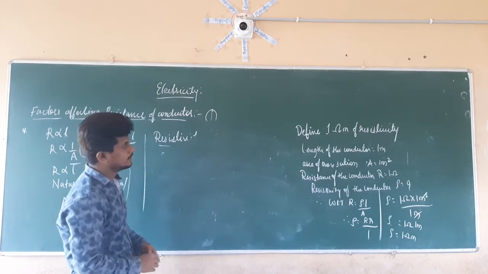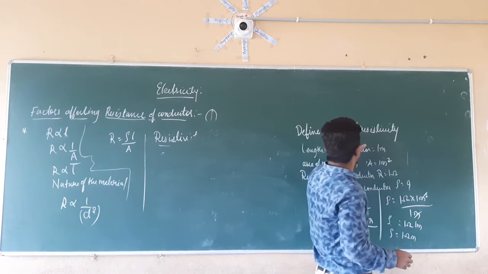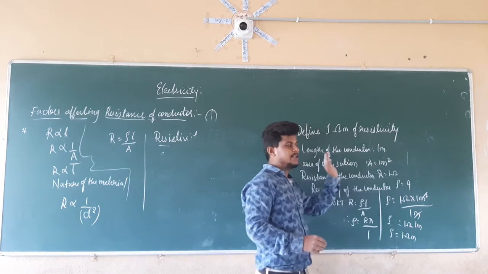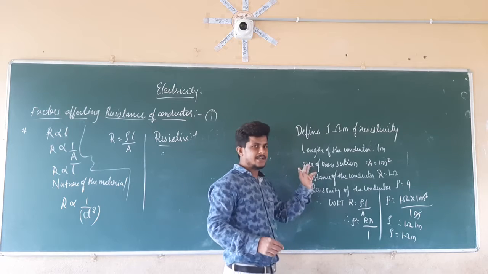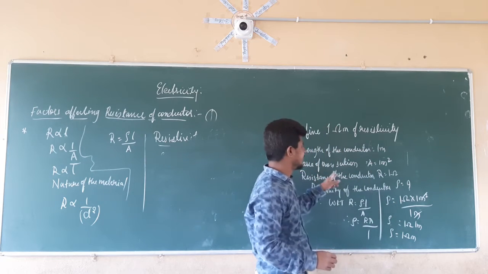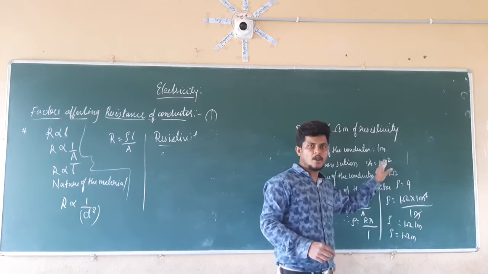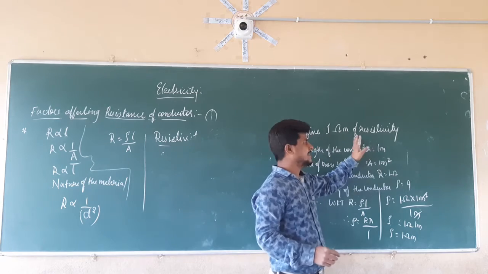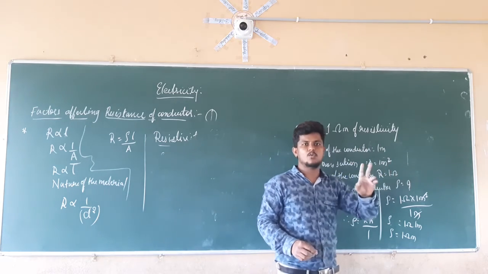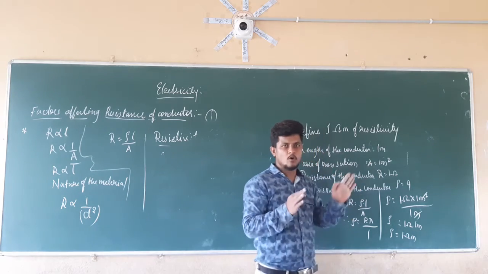See here, the resistivity of the conductor, 1 ohm meter, can be defined as follows: if the conductor has a length of 1 meter, area of cross section 1 meter square, and the resistance of the conductor is equal to 1 ohm, then you can say that the resistivity of the conductor is equal to 1 ohm meter. In this manner, you can define 1 ohm meter.